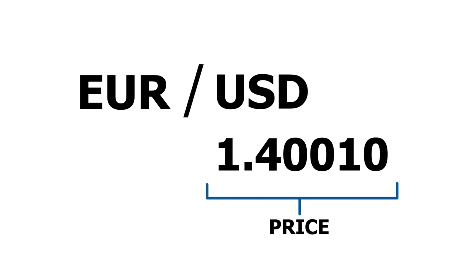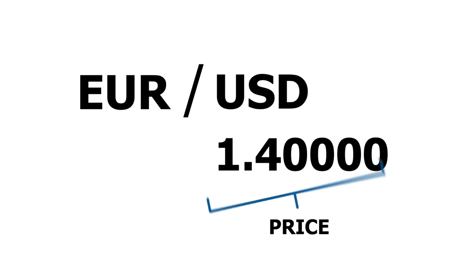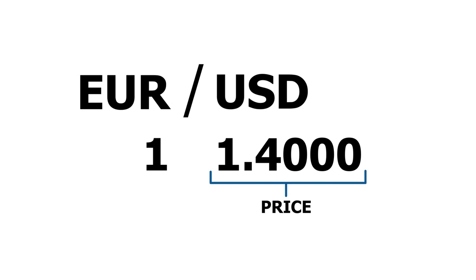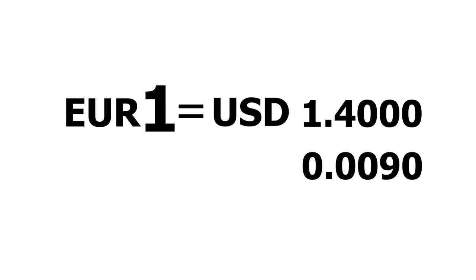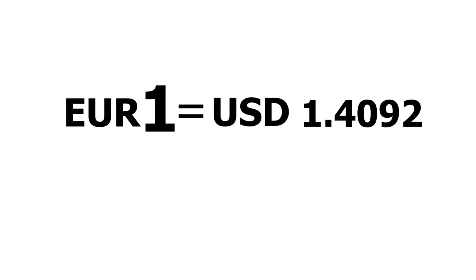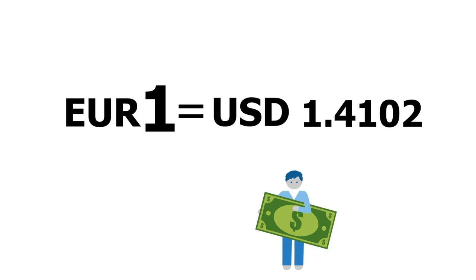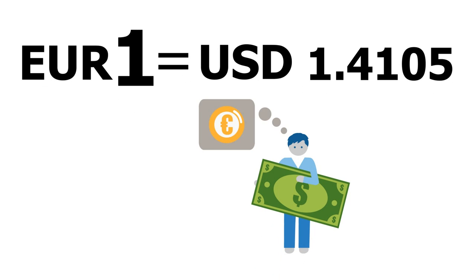So let's say the price of the euro to US dollar is 1.4000. This means that the cost of 1 euro is $1.4000. If the price goes up by 90 pips to 1.4090, we will need $0.0090 more dollars to buy 1 euro. When the price of the euro US dollar increases, this means that the euro is getting stronger against the dollar. If you think that the euro could get even stronger, you may decide to buy the euro dollar in order to sell it again at a higher price. This is how we make money in the Forex market.